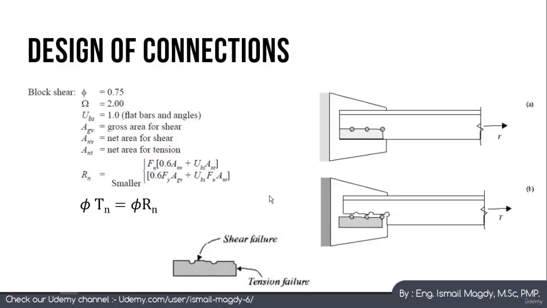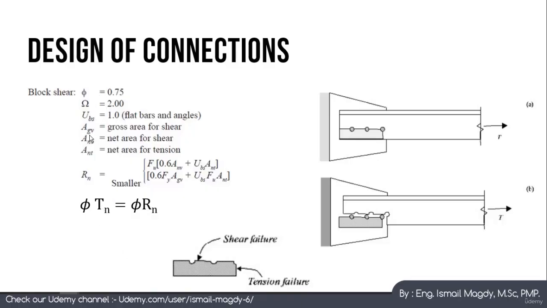Now we'll start learning our third and last failure mode, which is the block shear. In this failure mode, as you can see, a block of our member is going to be separated due to a combined effect of the shear stresses here and the tension stresses here. If we zoom in on this part, this part is under the effect of shear, and this part is under the effect of tension failure. So this failure mode is going to be checked using this equation here.